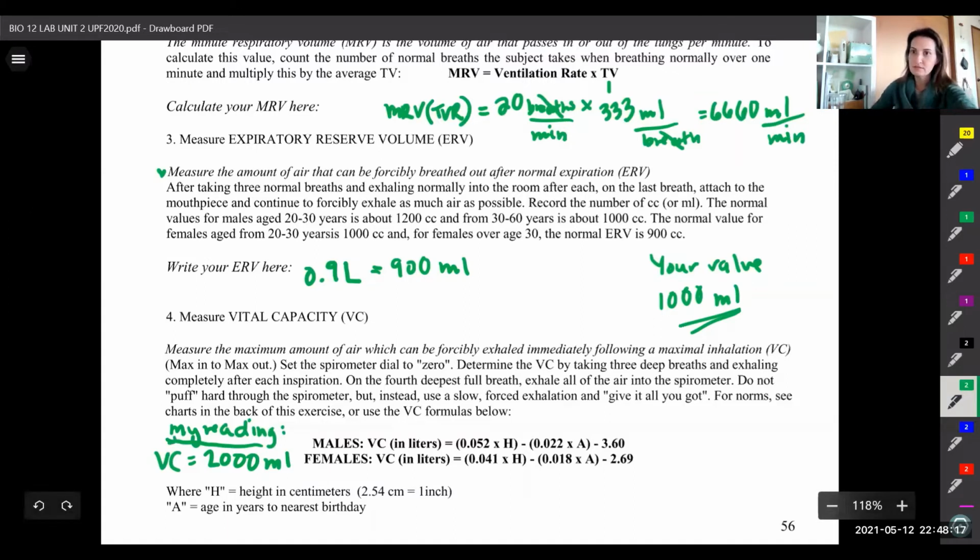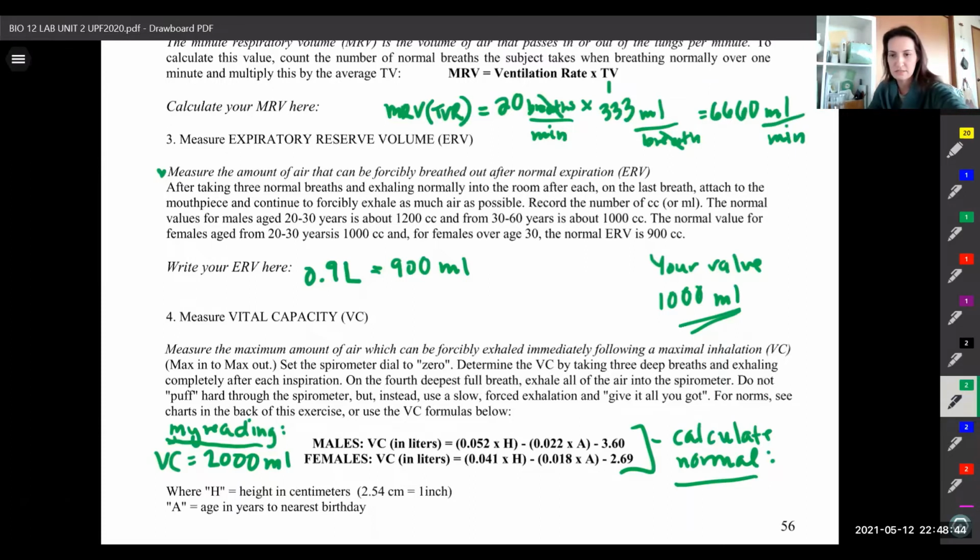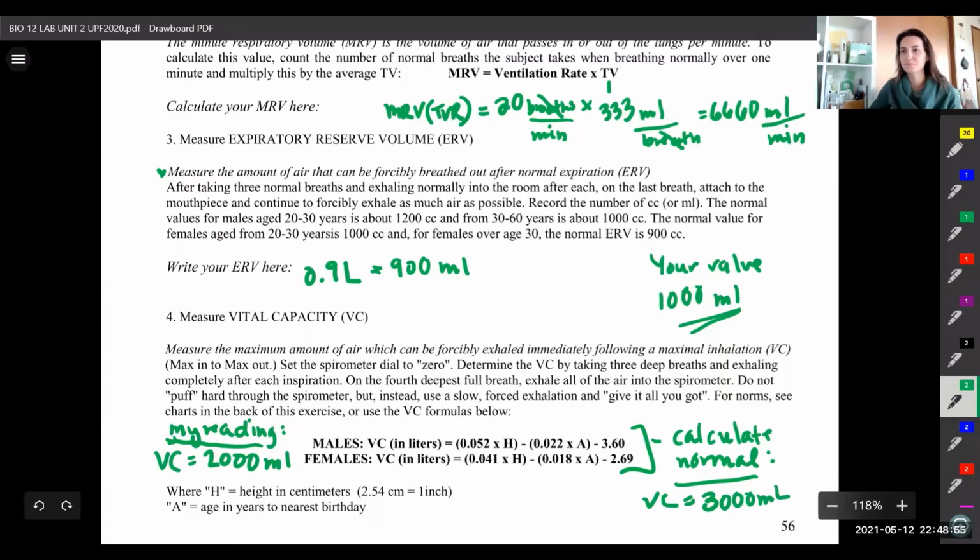And then I used this equation here to calculate what would be normal for my age and my sex and my height. And when I calculated normal using these equations, I had gotten 3 liters for vital capacity. So that would be equivalent to 3,000 milliliters.